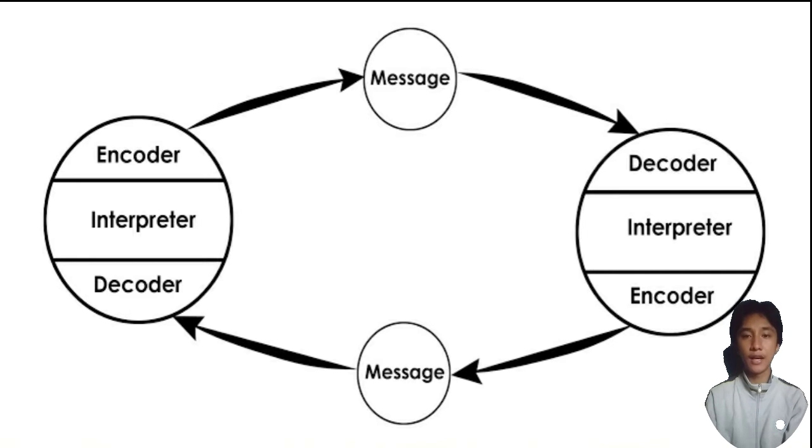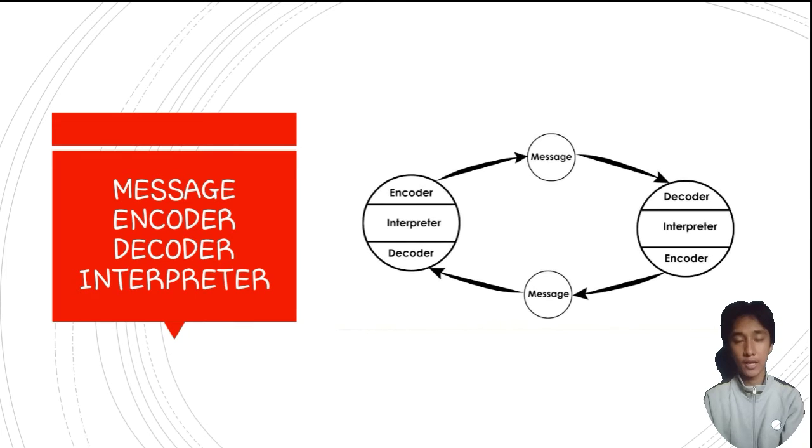So as you can see, this is how the Osgood and Schramm model of communication works. There's an encoder, the person or the sender where the message originates from. A message. The message is what a person is trying to communicate. And then the decoder, the person who receives the message. Interpreter, the one who tries to analyze and understand the message.